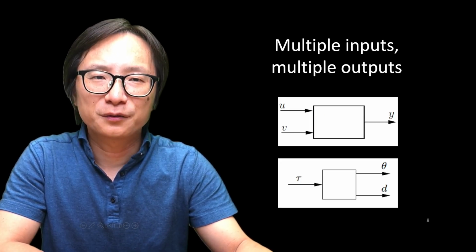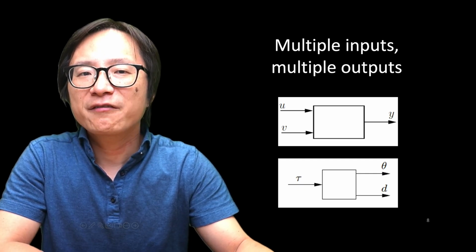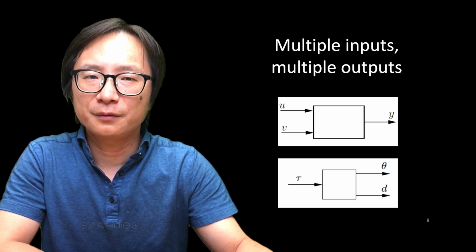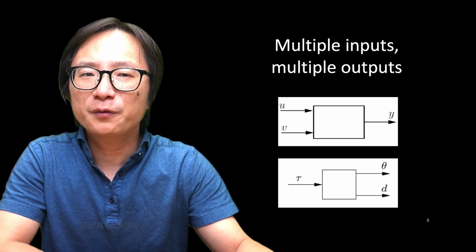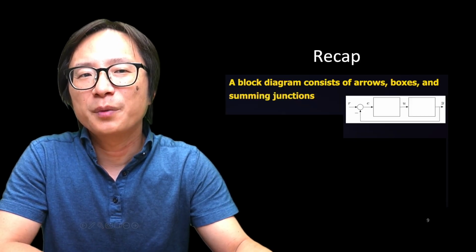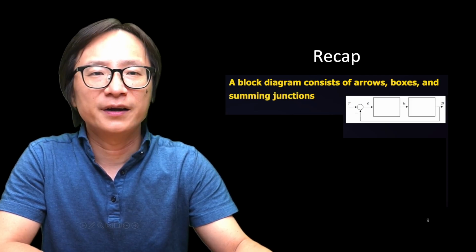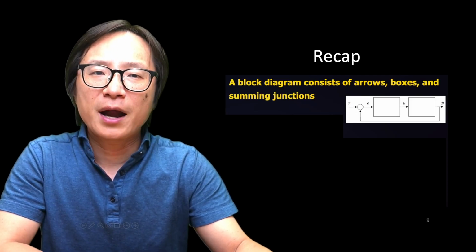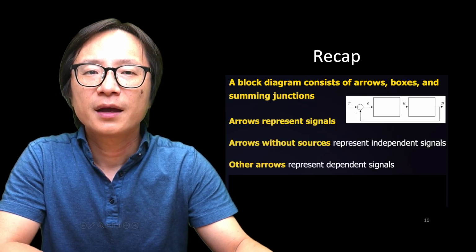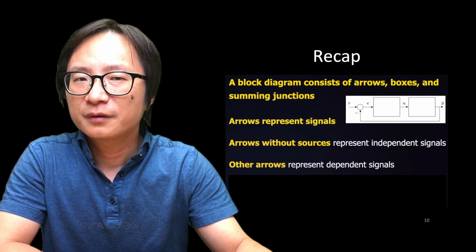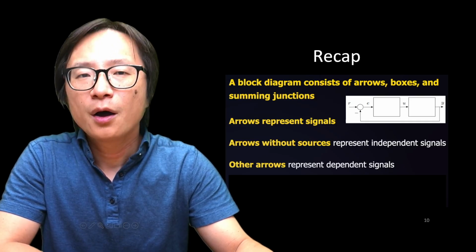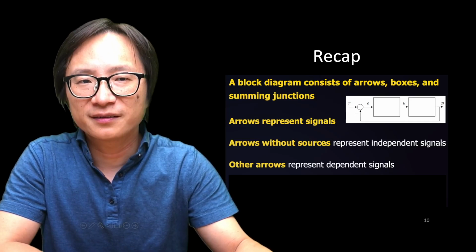Systems are not limited to single input and single output. We can have multiple inputs mapping to a single output, single input mapping to multiple outputs, and multiple inputs mapping to multiple outputs. Let's now summarize the key components of block diagram that we have talked about so far. A block diagram consists of three things: arrows, boxes, and summing junctions. Arrows represent signals. There are two types. Arrows without sources represent independent signals, while other arrows represent dependent signals.